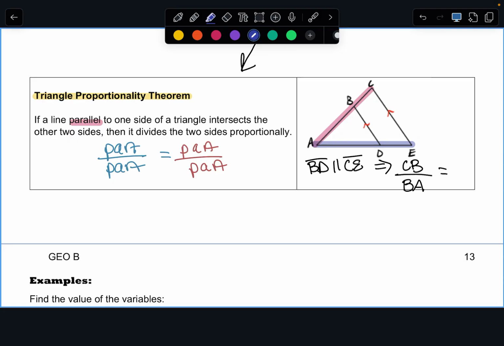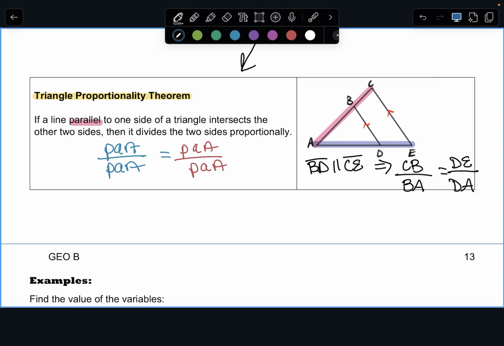So that's my part over part for pink, is equal to, if we look at my other side, right here, what's the part of my blue side that corresponds with CB? It's got to be the part that encompasses that same portion of this triangle. So CB is going to go with DE. I'm grabbing those from the same side of that triangle. So DE is one part. What's the other part of my blue segment? DA or AD, yeah, DA.